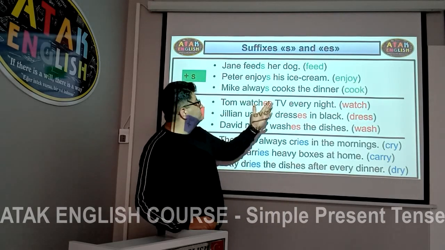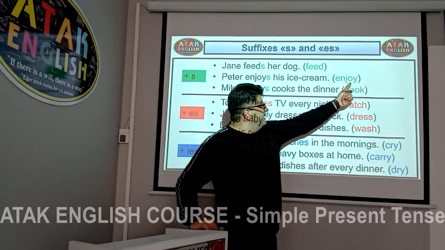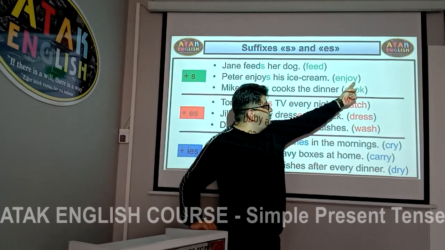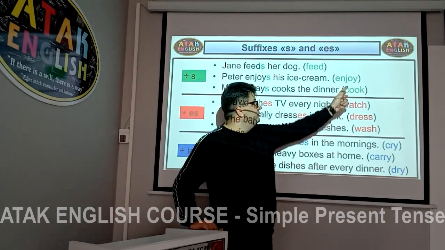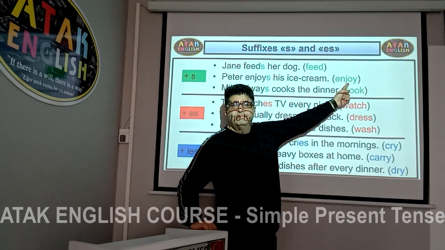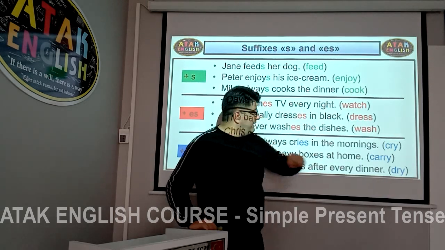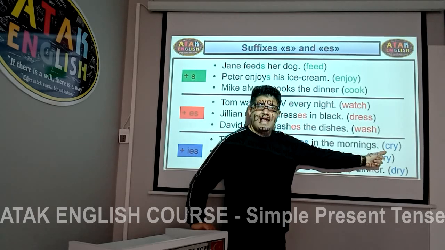Because that's a rule, okay? If a word ends with y and there's a vowel sound before it, then comes s. What are our vowel sounds? A, E, I, O, U. Okay, vowel sounds, not consonants. But look at cry.